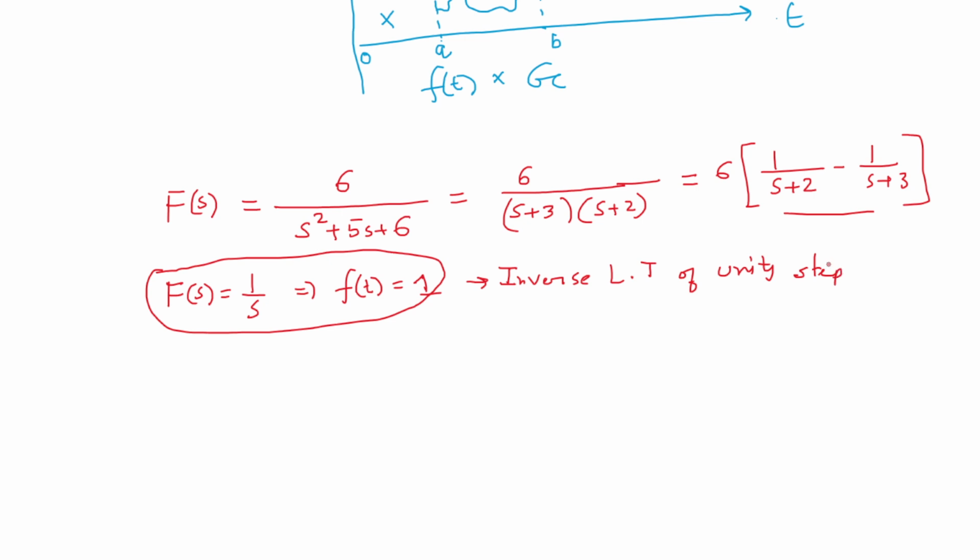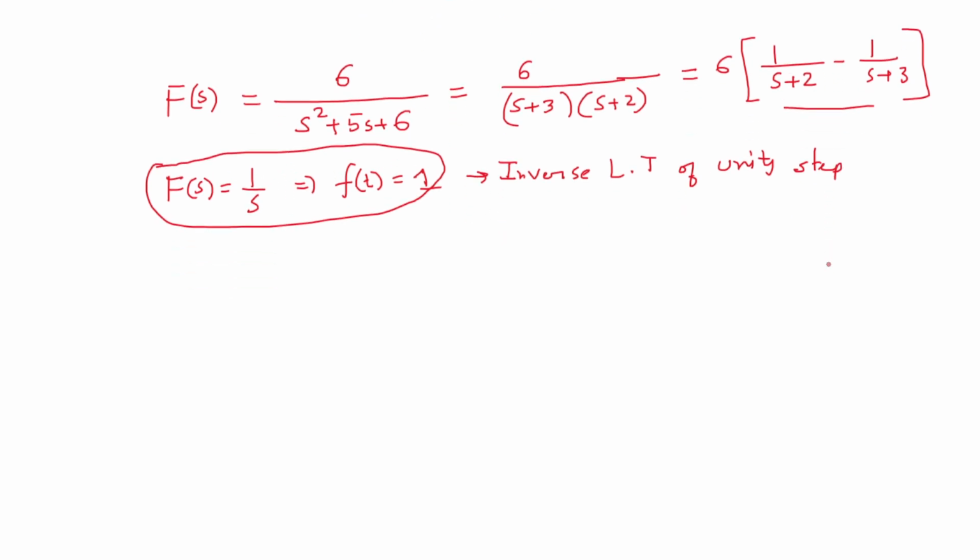But we have added a dimension here, that is, it is shifted in the frequency domain by 2, so it must be multiplied by a factor of e to the power minus 2t in the time domain. So if you directly write the inverse Laplace transform from Fs, 6 should be kept outside. So 1 by s plus 2 should be e to the power minus 2t into 1, minus, now 1 by s plus 3 should be e to the power minus 3t into 1.